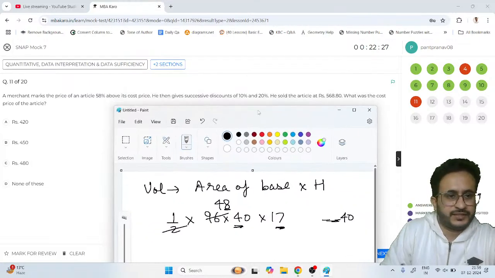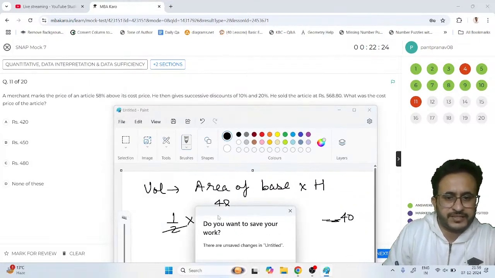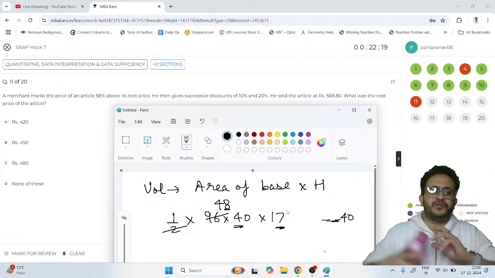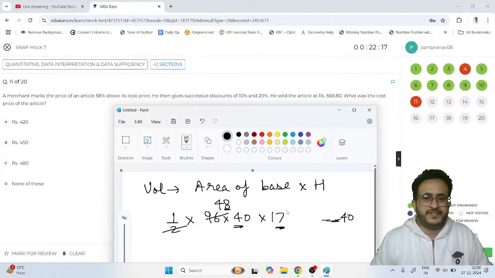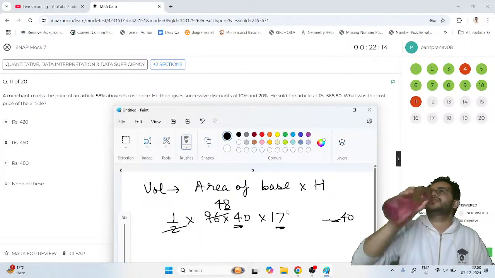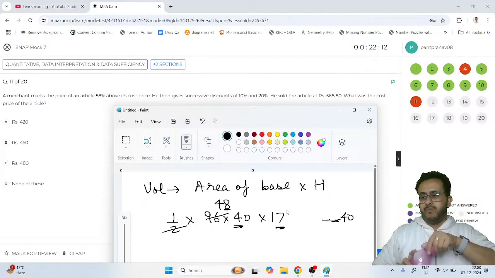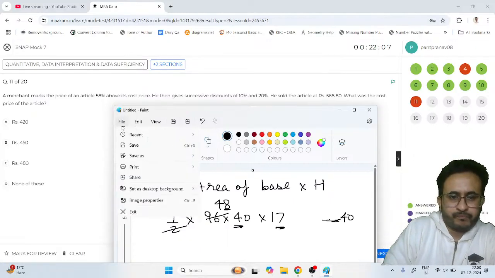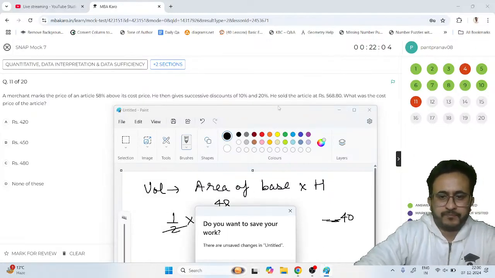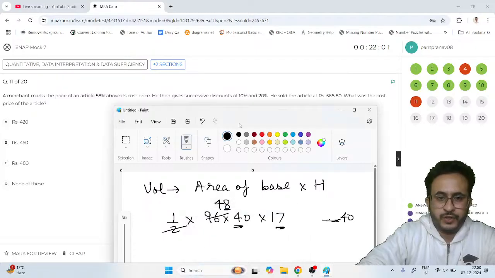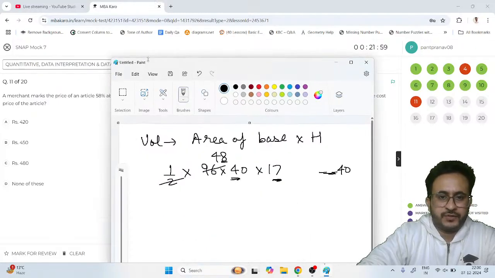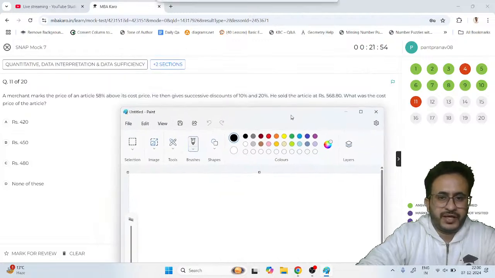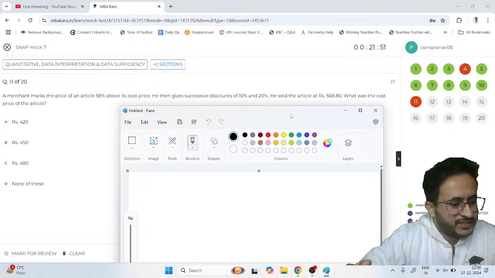And a merchant marks the price of an article 58% over its cost price. He gives successive discounts of 10 and 20%. He sold it for 568.80. What was the cost price? So he gives two successive discounts. Now I will agree that this is a calculation intensive question.